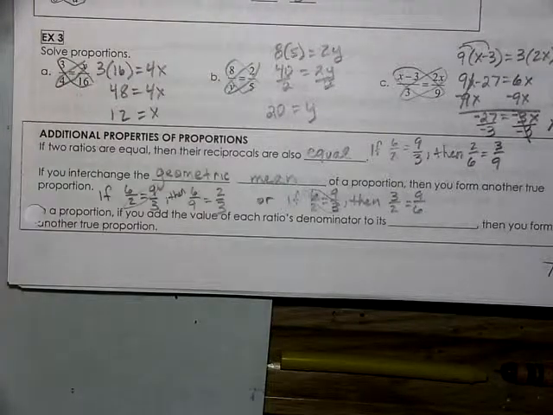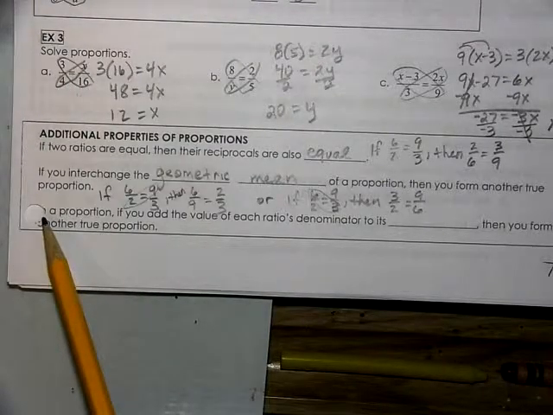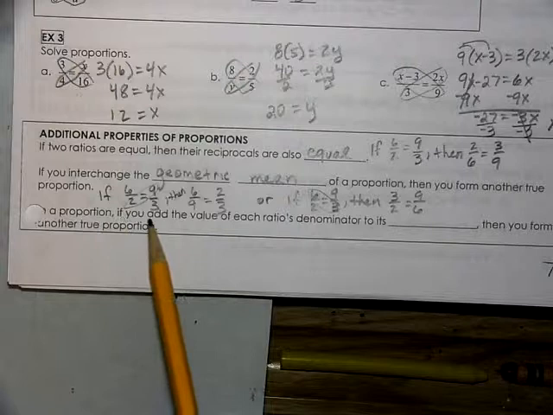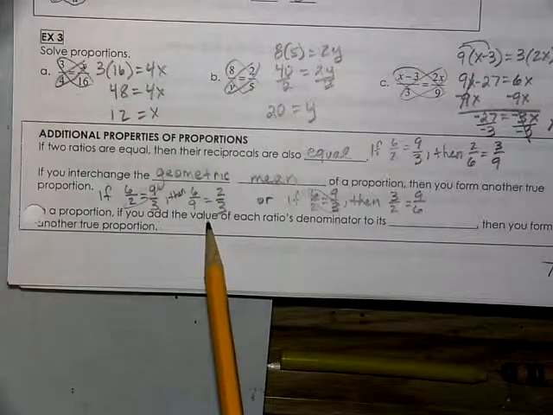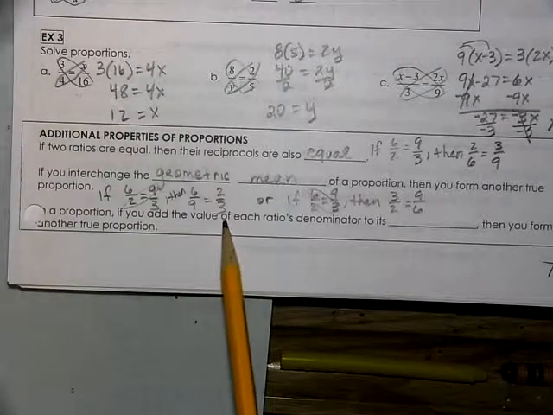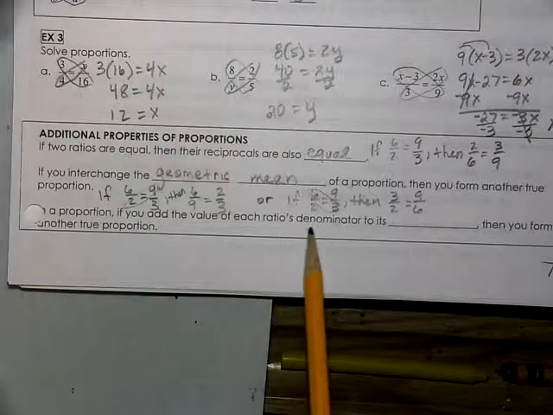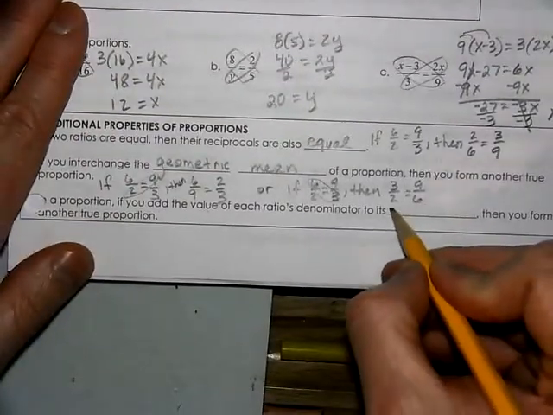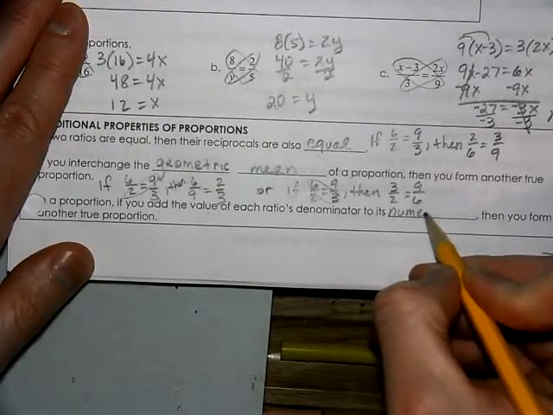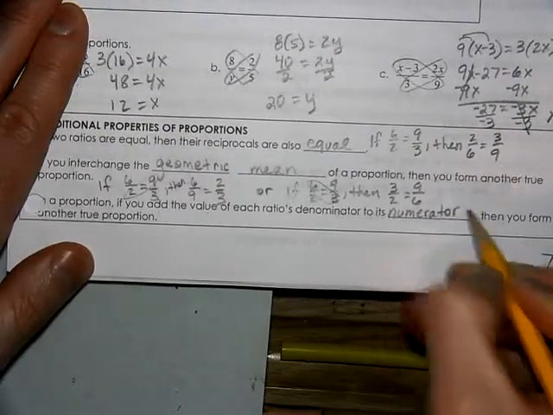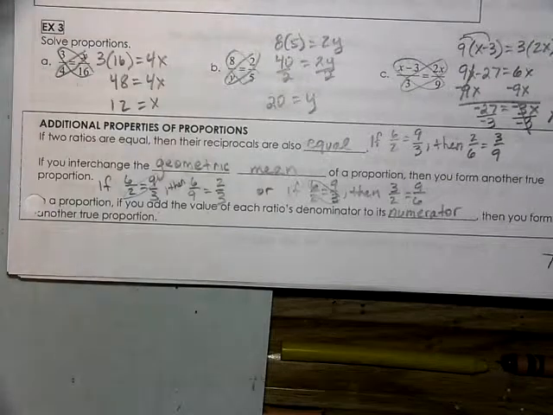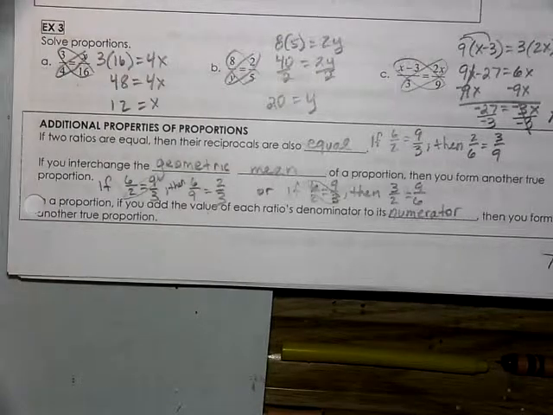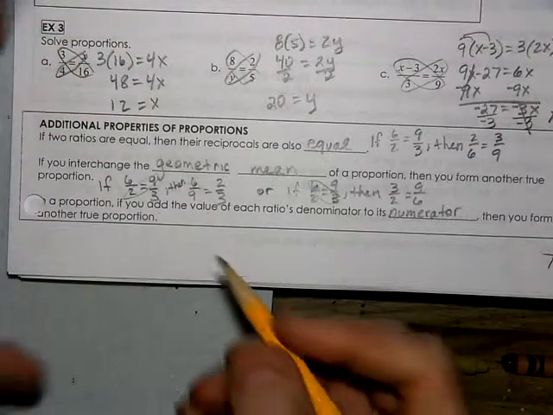The last property is in a proportion if you add the value of each ratio's denominator to its numerator. A denominator is the number on bottom. So take that number and add it to the number on top. This will give you another true proportion.